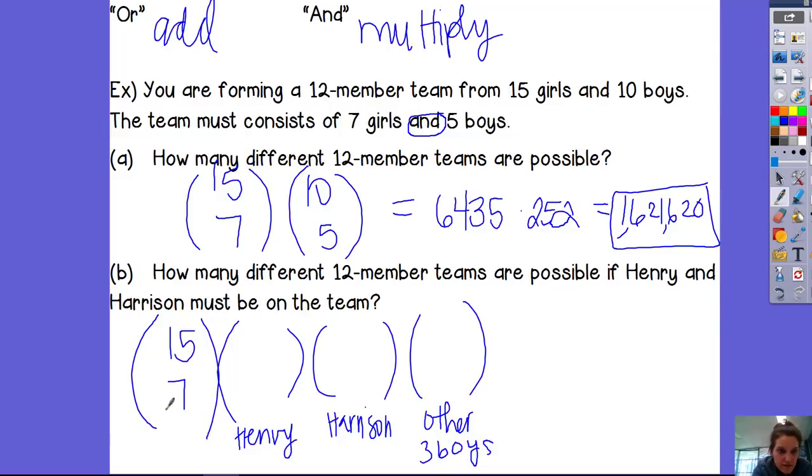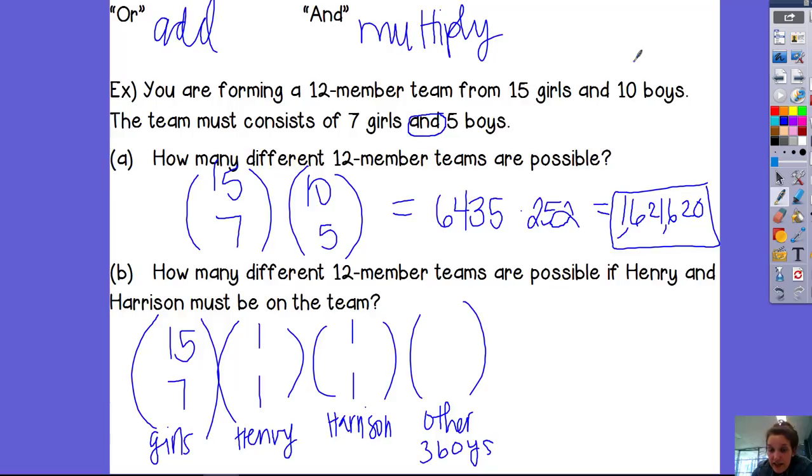So we have our girls. We have to put Henry on the team. He's a shoo-in. We have to put Harrison on the team. And then we're going to have 3 more boys since we have to have 5 boys total. Okay, so the question is, how many total Henrys are there? There is 1 Henry. And we have to choose him. So it's 1 choose 1. I have 1 Henry, and I have to choose Henry for the team. Same thing with Harrison. I have 1 Harrison, and I have to choose that 1 Harrison to be on the team. 1 choose 1.